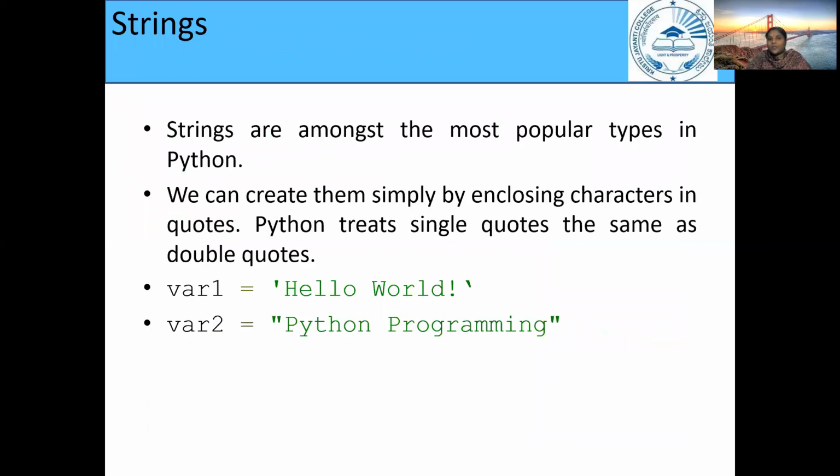Next, coming to the strings. Strings are a very popular data type in Python. We can create a string by enclosing a group of characters between quotes. Single quote and double quote do not make any difference in Python. So here I have two variables, where I have used a single quote. This is also considered as a string. Variable two, Python programming, that is enclosed in double quotes, is also considered as a string.